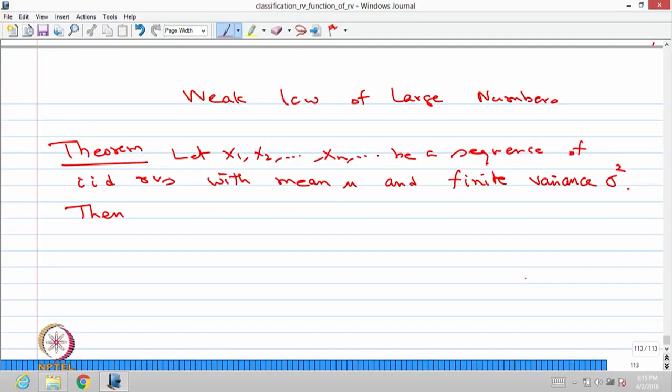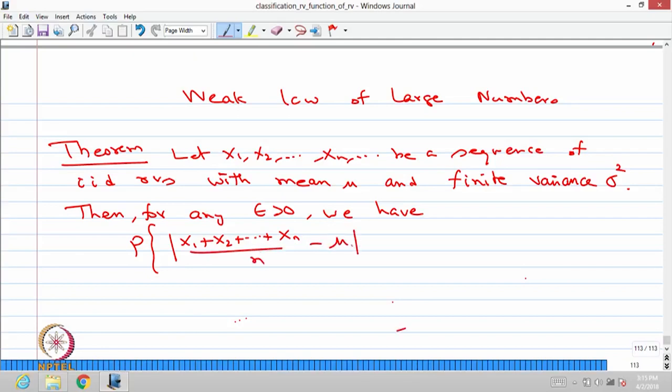Then for any epsilon greater than 0, we have the probability of the absolute value of (x1 plus x2 plus dot dot dot plus xn) divided by n minus mu greater than epsilon. This probability is always less than or equal to sigma square divided by n epsilon square.